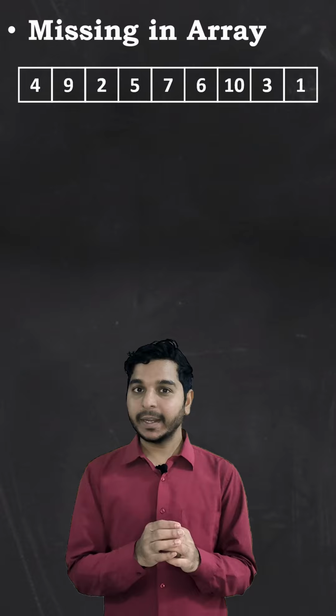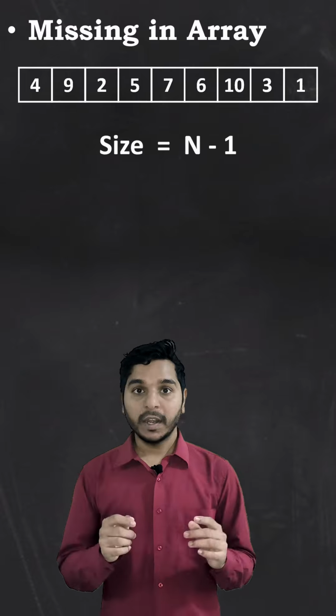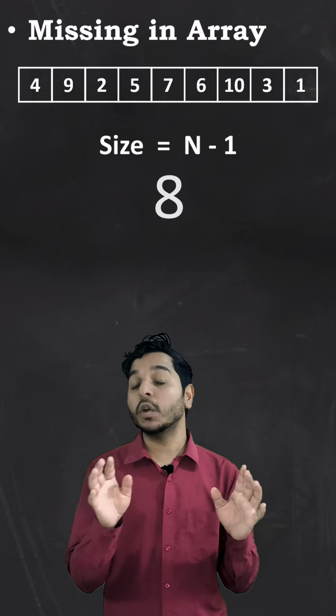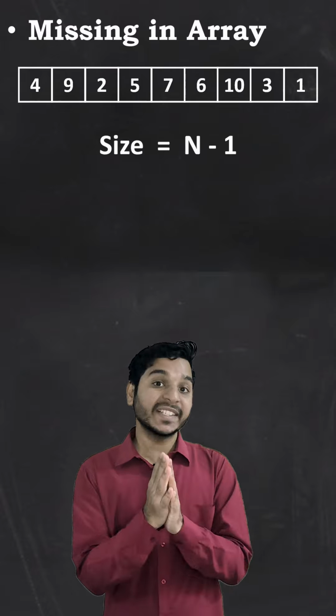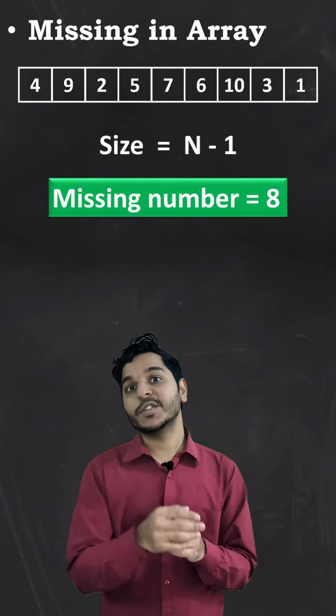Missing number. This easy question was asked by so many top companies. Let's see the question. You are given an array of size n-1, and the question says that this array contains all the numbers between 1 to n except one number, and your task is to find that number.